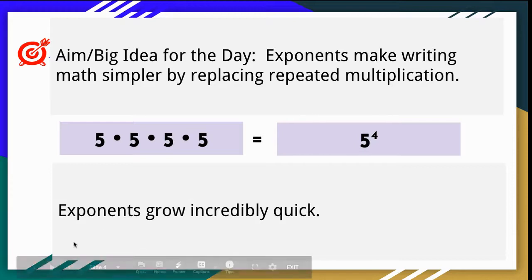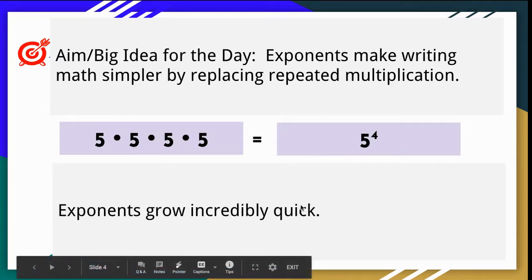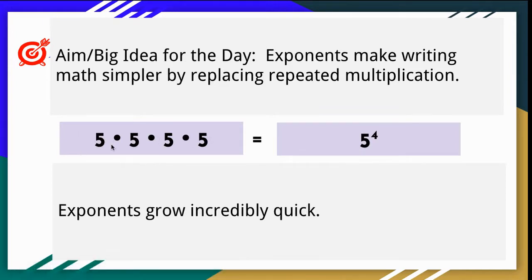All right? And one thing that you'll notice is exponents grow incredibly quick. Meaning that if you took this and did this with your calculator, you would get a fairly big number rather quickly. So I encourage you to try that. If you were to do 5 times 5 times 5 times 5, take a look at what number you get for that.